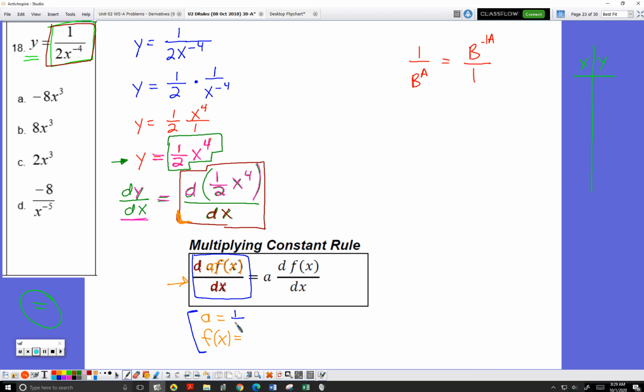So as long as I can identify that A should be 1/2 and f of x should be x to the 4th power, this box in blue will be exactly the same thing as this maroon box up here. How many knew it? Show me. 4 points. Okay, 5 for Sadie. Questions?